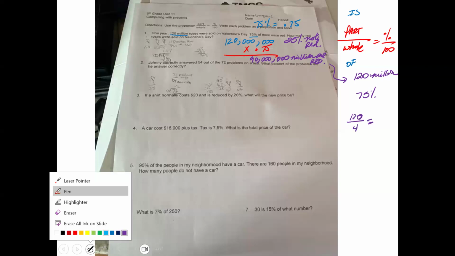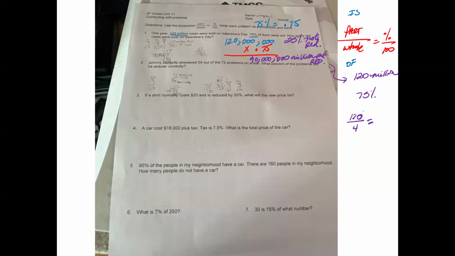What's 12 divided by 4? 50 million. No, what's 12 divided by 4? 5. 12 divided by 4. Oh, 3. 30, right? 75% means it's times 3. Do you get that? Because 100% is times by 4. Do you see that? Okay. Like quarters, right? So then 30 times 3 is what? 90 million. That's one way you can check.